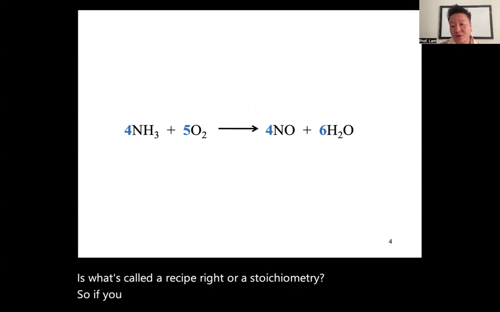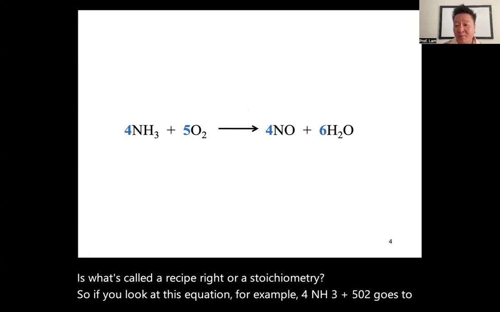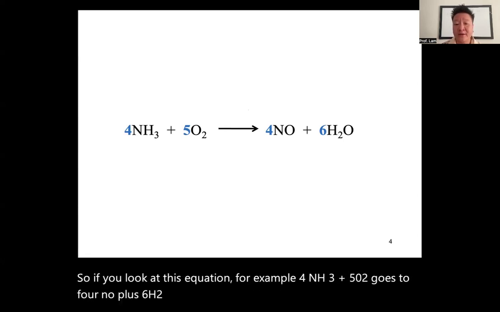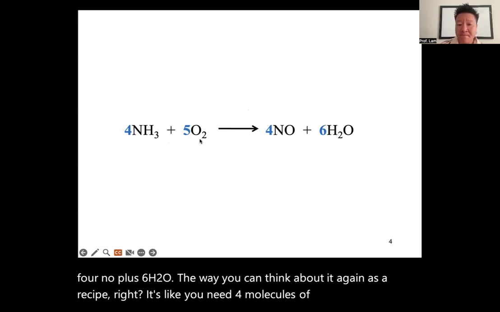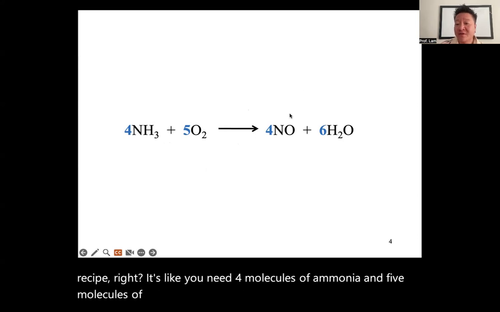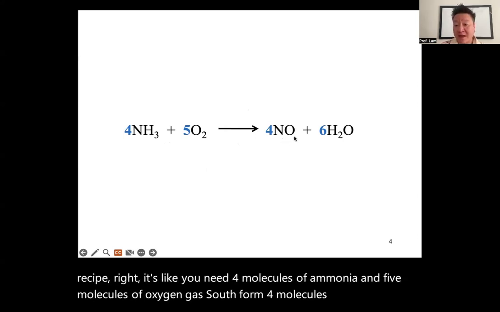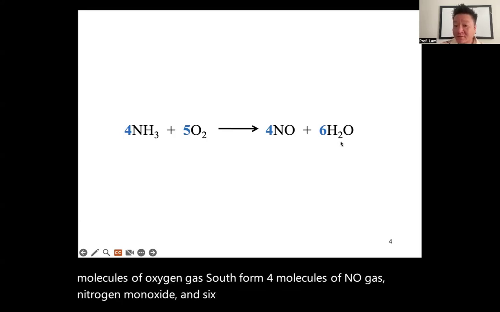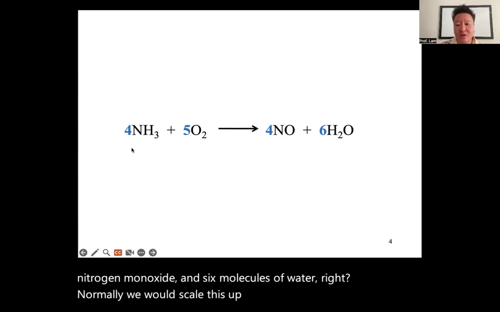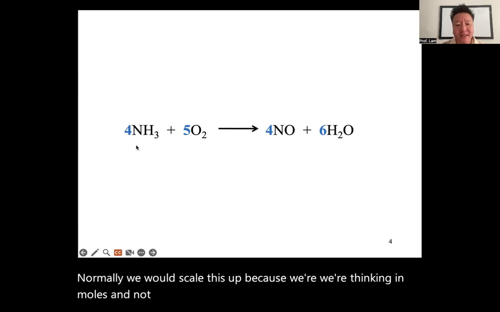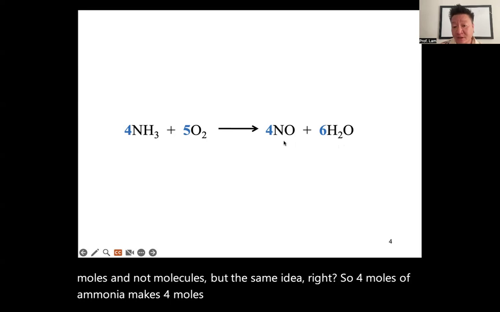So if you look at this equation, for example, 4NH3 plus 5O2 goes to 4NO plus 6H2O. The way you can think about it, again, as a recipe, is that you need 4 molecules of ammonia and 5 molecules of oxygen gas to form 4 molecules of NO gas, nitrogen monoxide, and 6 molecules of water, right? Normally we would scale this up because we're thinking in moles and not molecules, but it's the same idea. So 4 moles of ammonia makes 4 moles of nitrogen monoxide, right?